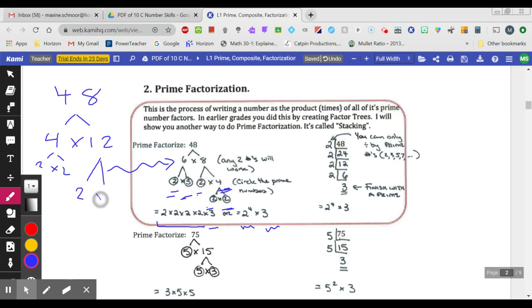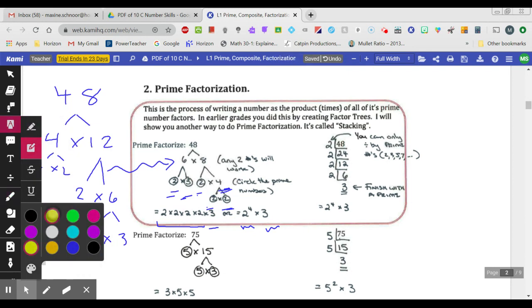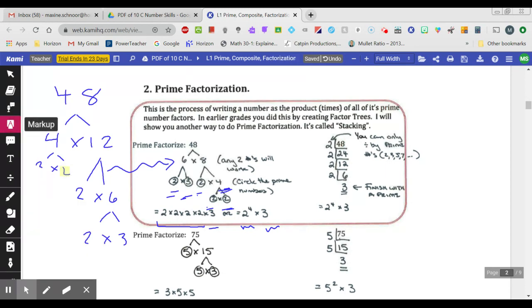12, you could break it down into 2 times 6. And 6, you would break it down to 2 times 3. Now notice, you've still got 2, 2, 2, 2. So you've got the 4 2s and the 1 3, exactly like what I got right here. So it doesn't matter what order you do the numbers in, as long as you break everything down by multiplying.